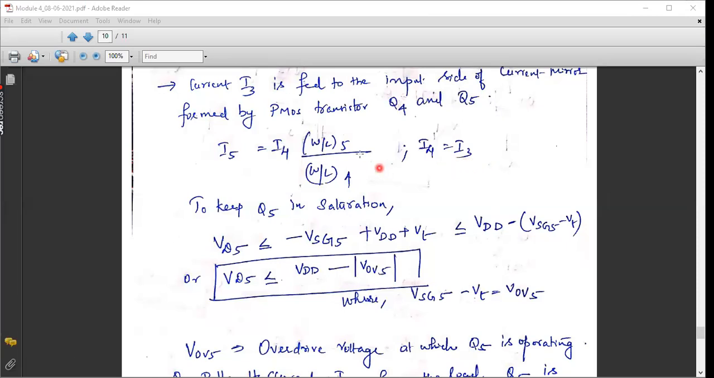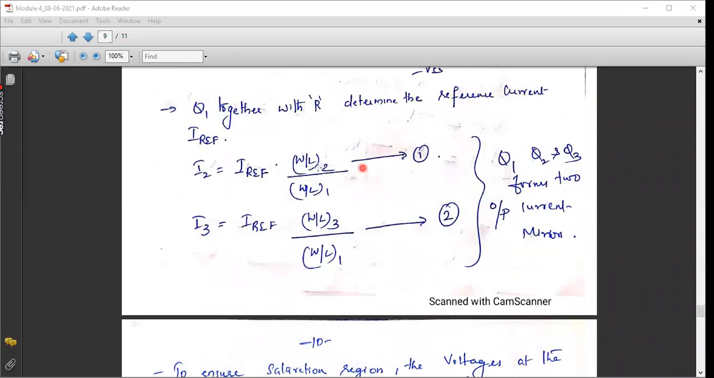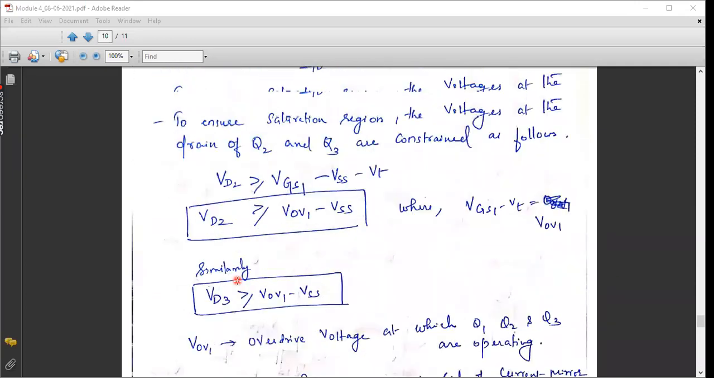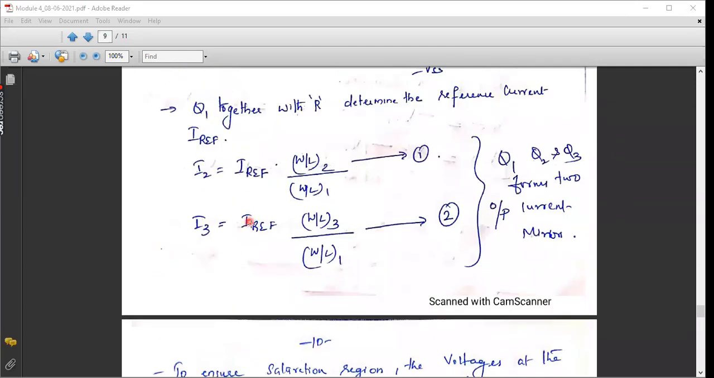Now, to ensure this operation, this is the current mirroring action, right? You can generate I5 in terms of I4. Whereas how did you set I4? I4 is set by I3. Whereas I3 is set by what? I3 is set by I reference, isn't it? So indirectly you can tell I5 is controlled by the reference current I reference.